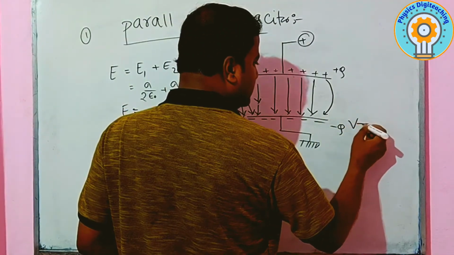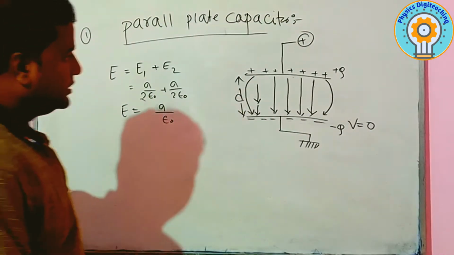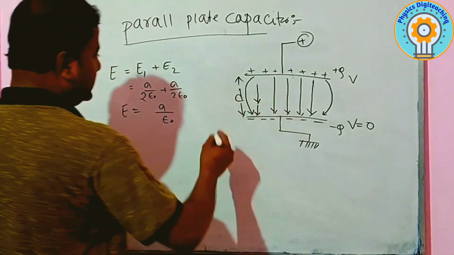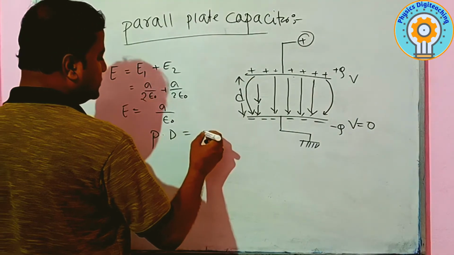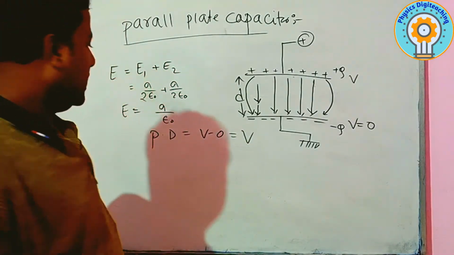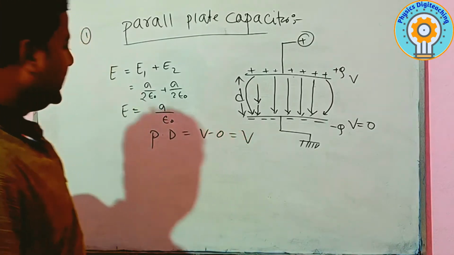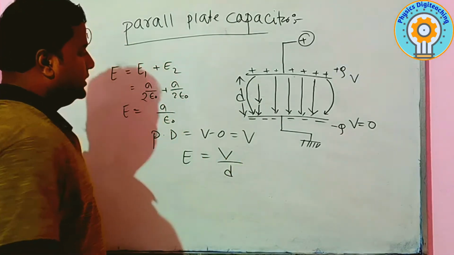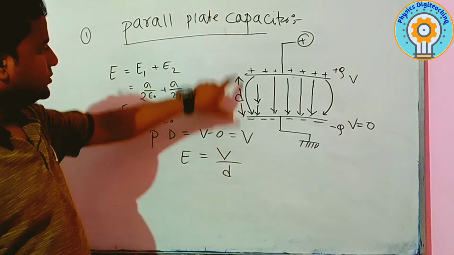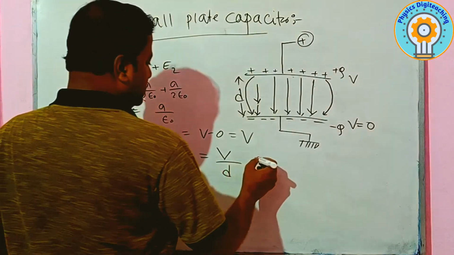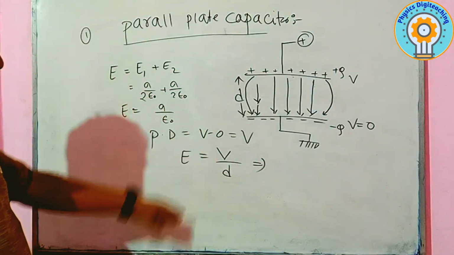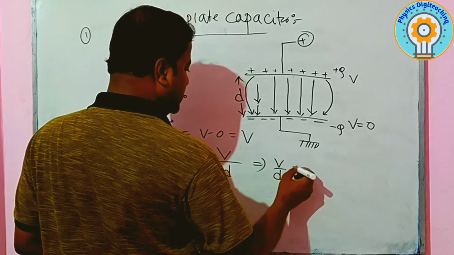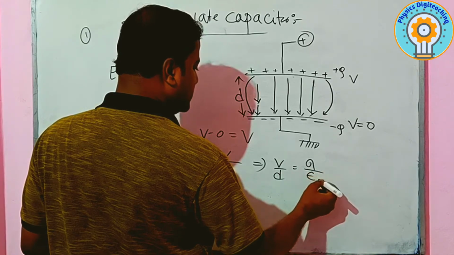This plate's potential is 0 because it is connected with ground, and say this is potential V. Now we have to calculate the potential difference between the plates, and obviously the potential difference equals V minus 0, that is V. Now we express this potential in terms of the electric field. We know E equals V by d. Here V is the potential difference and d is the distance between the two plates. We have already calculated E equals sigma by epsilon naught. Therefore, V by d equals sigma by epsilon naught.